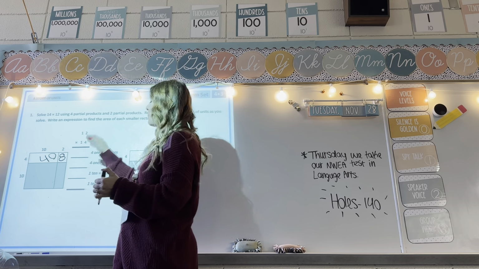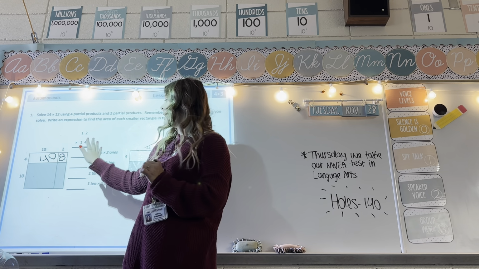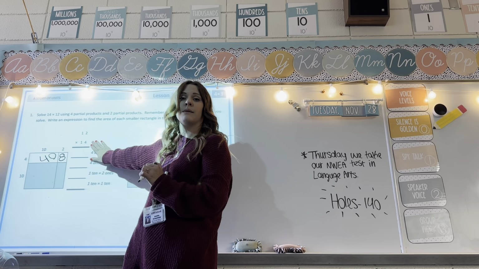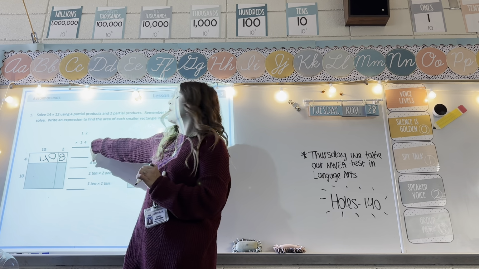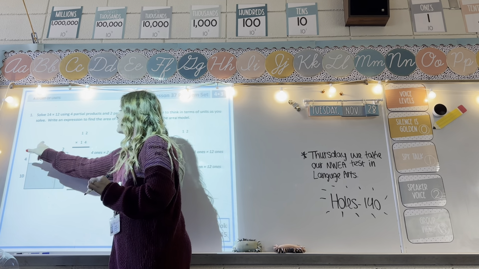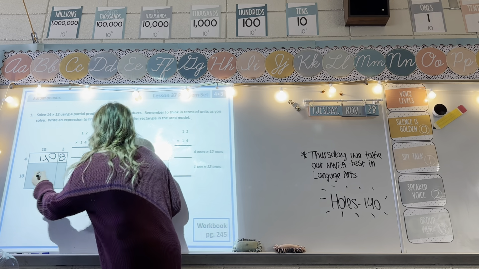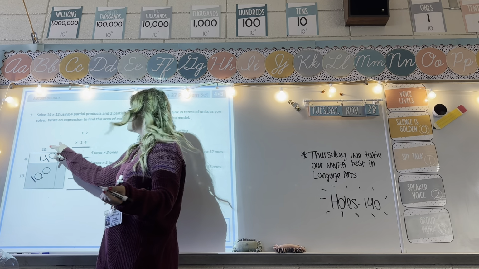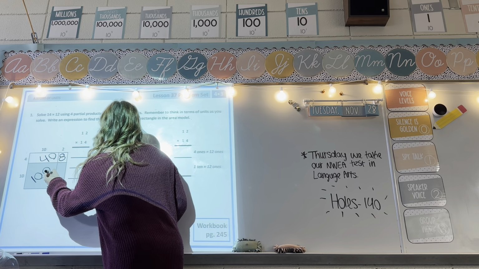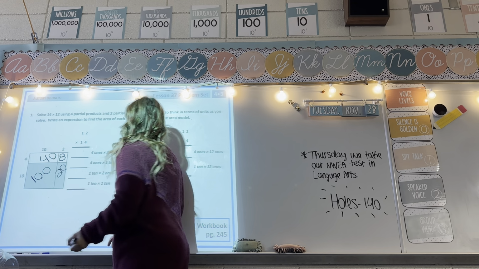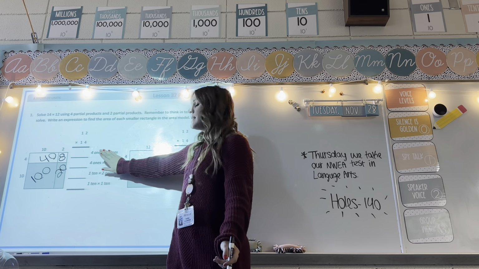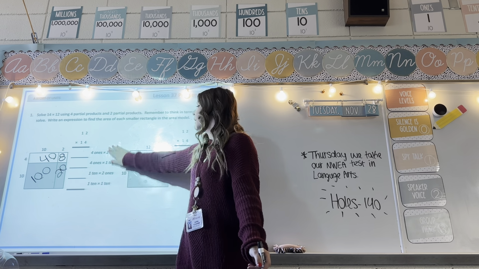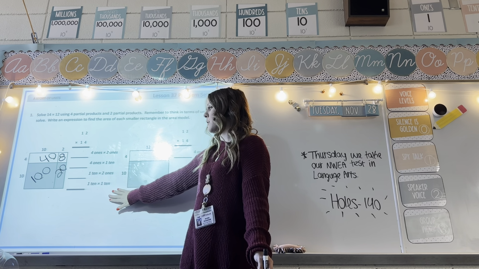Reminder that the partial products, standard, and area model are all the same way to find the same answer. I'm going to have 10 times 10, which is 100. Next, I'm going to have 10 times 2, which is 20. Okay? What this is asking now is for you to plug the right numbers in the right order.